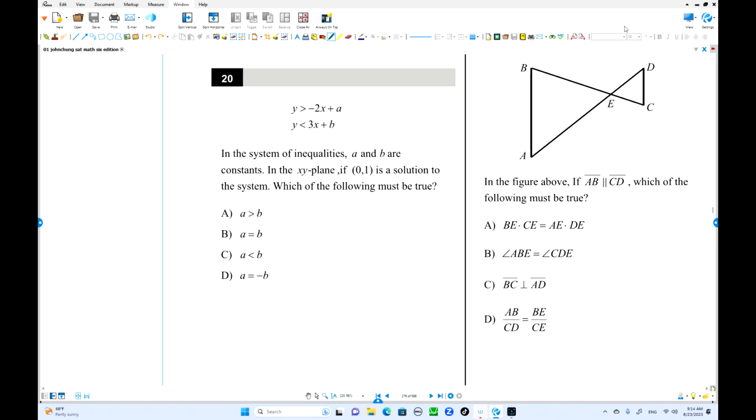This is just a test 6, section 4. So today we're going to finish from number 20 to 38.